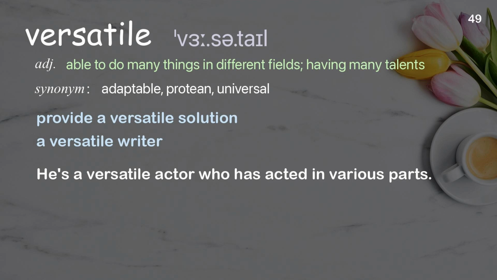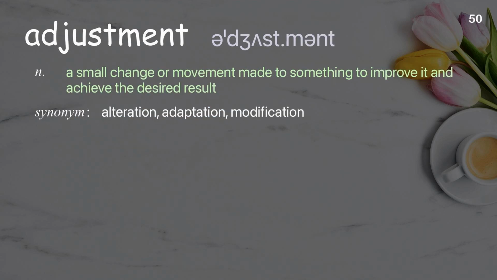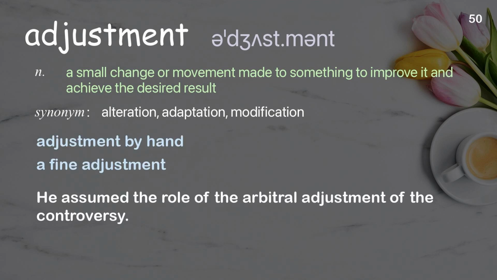Adjustment. A small change or movement made to something to improve it and achieve the desired result. Examples: Adjustment by hand, a fine adjustment. He assumed the role of the arbitral adjustment of the controversy.